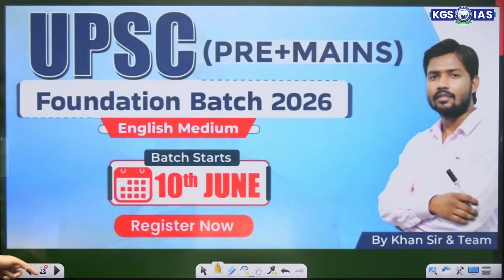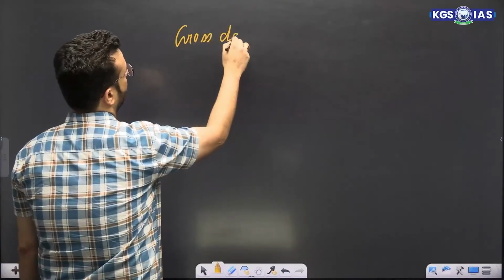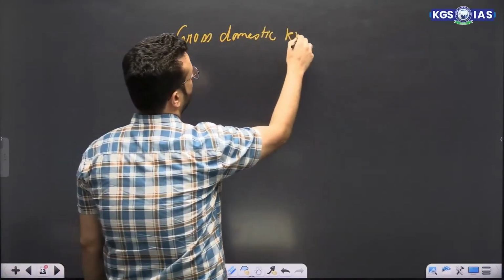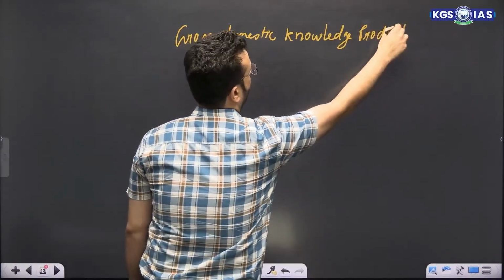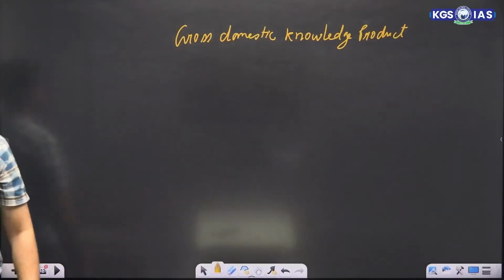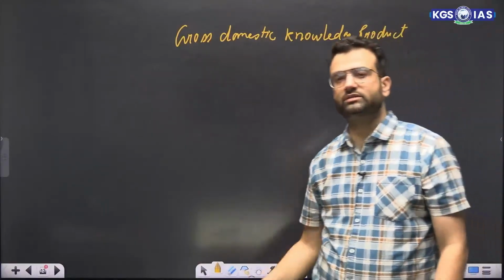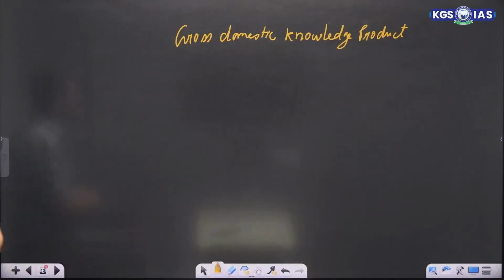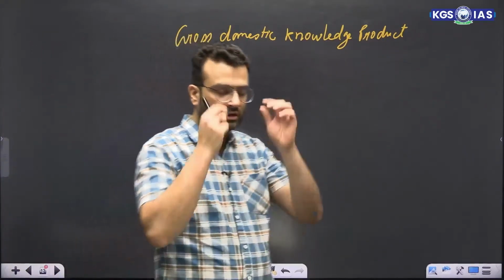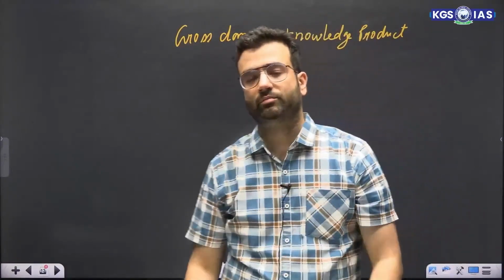Now, moving ahead, there is one more concept that is very much in news recently, that is gross domestic knowledge product. What is that? I know that you all heard about GDP. GDP के बारे में हम सबने सुन रखा है. We all heard about the gross national happiness developed by Bhutan. But there is one more concept, gross domestic knowledge product, which means the importance of knowledge in the GDP component.